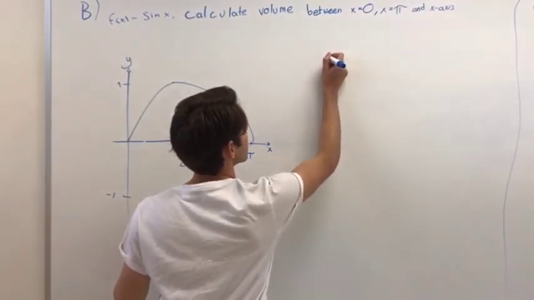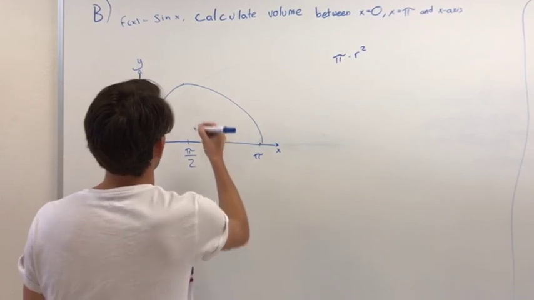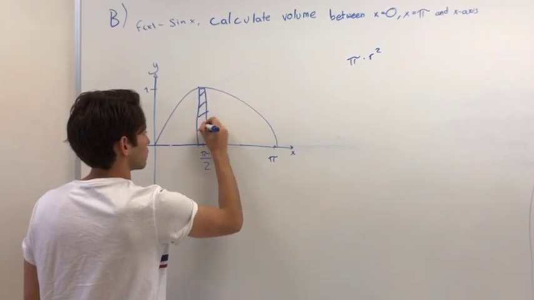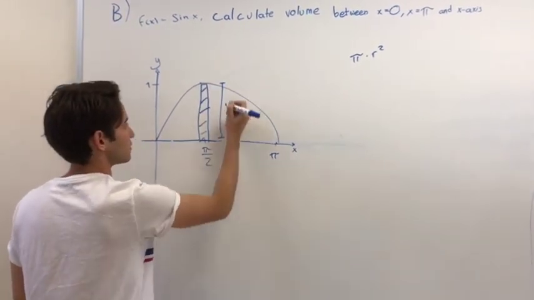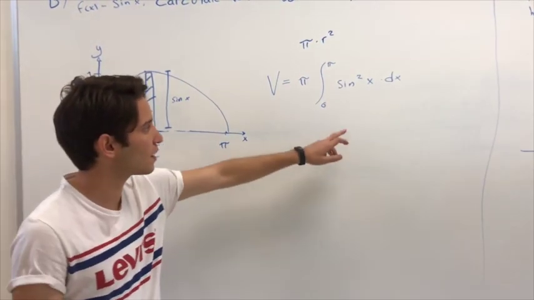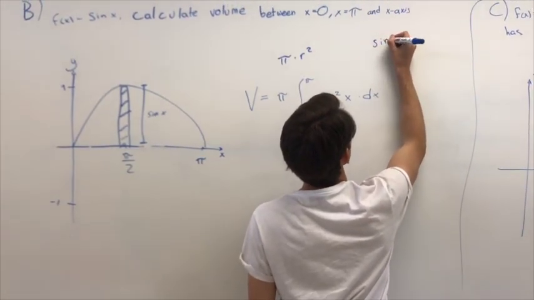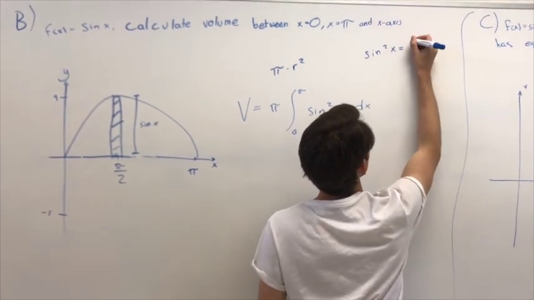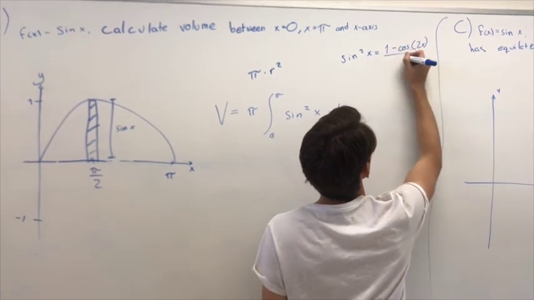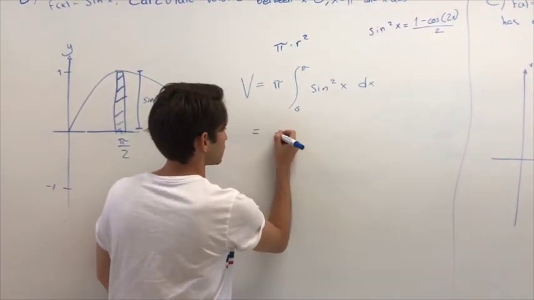The formula for the volume is pi times the radius squared. So we need to make our rectangle, whose height is sine of x. The formula to simplify this, I'll write it here, is sine squared of x is equal to 1 minus cosine 2x over 2. That's the formula, so we can apply it here.